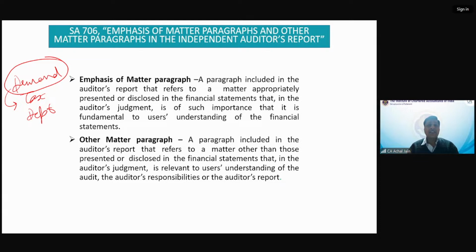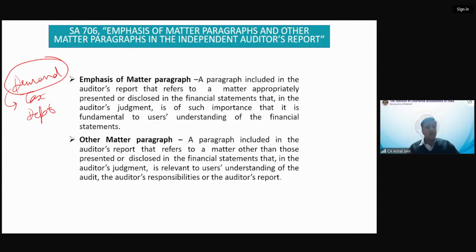But at the same time, there's another problem. What's the problem? The problem is about its possible impact which could arise in future, over which there is uncertainty, which is quite significant, which can have an impact on the financial statements of the company, and over which the users of the financial statements should have clarity.